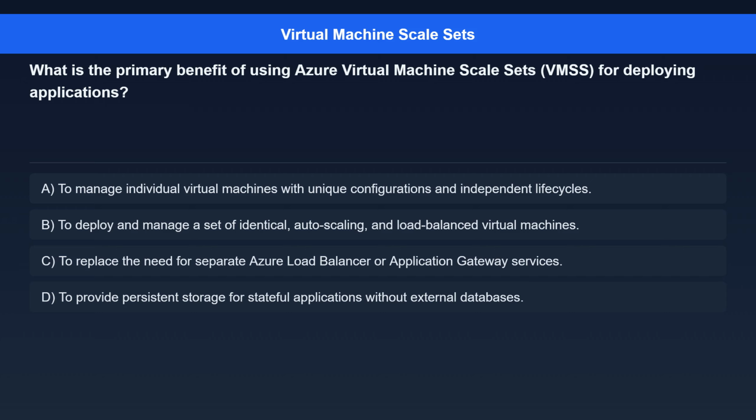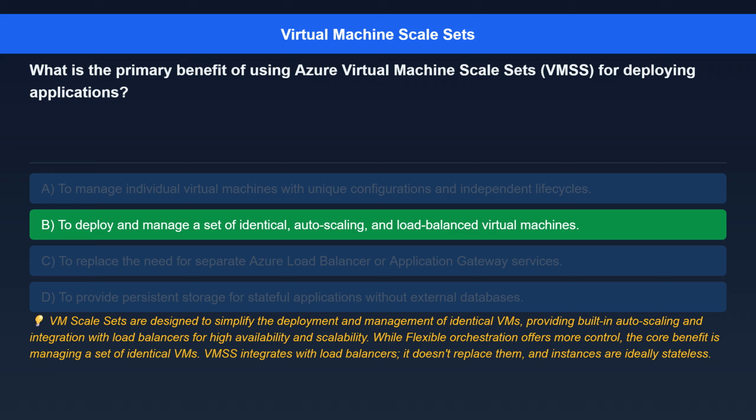Option A. To manage individual virtual machines with unique configurations and independent lifecycles. Option B. To deploy and manage a set of identical, auto-scaling, and load-balanced virtual machines. Option C. To replace the need for separate Azure Load Balancer or Application Gateway services. Option D. To provide persistent storage for stateful applications without external databases.